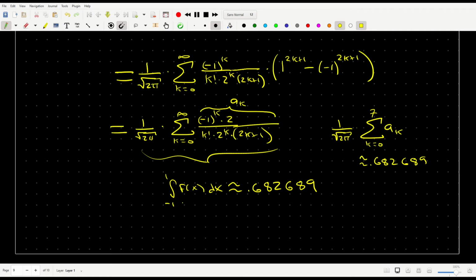So you'd say that the probability that the given randomly distributed random variable falls between negative 1 and 1 is about 0.682, or 68%.